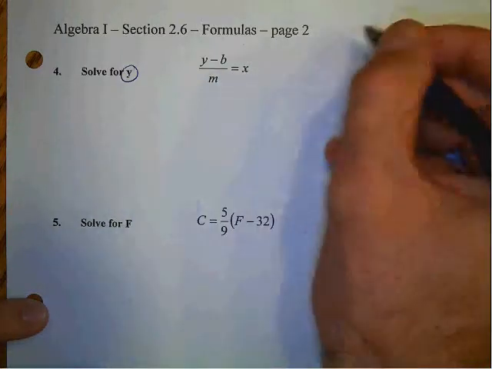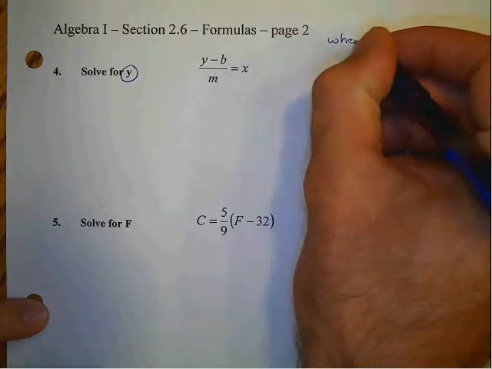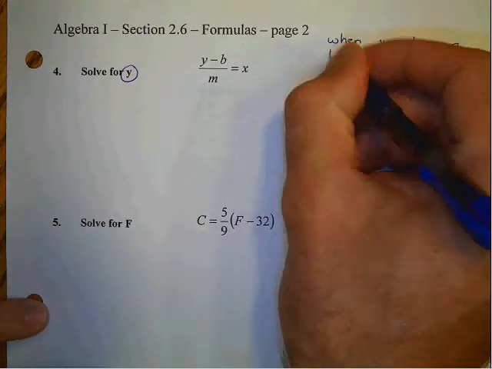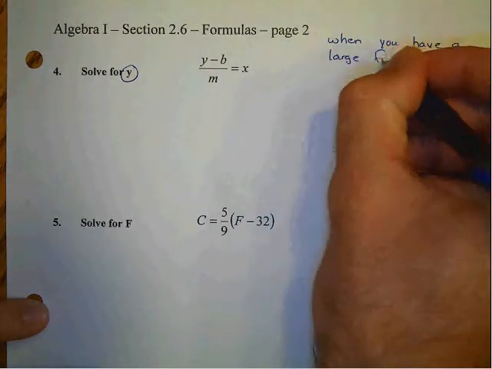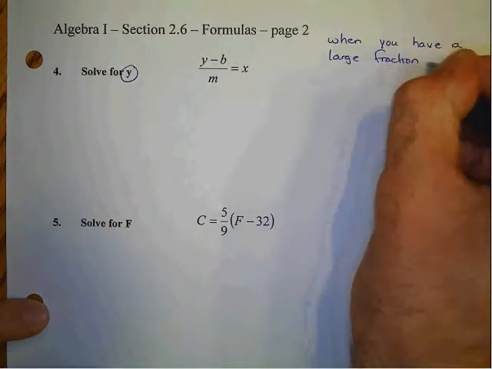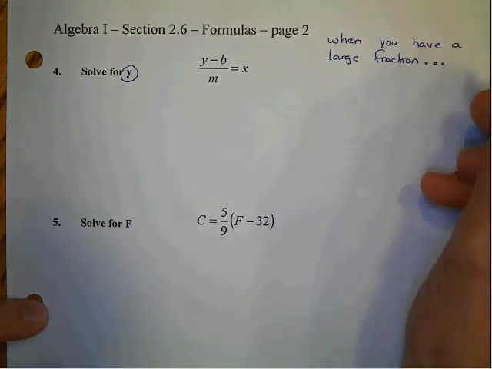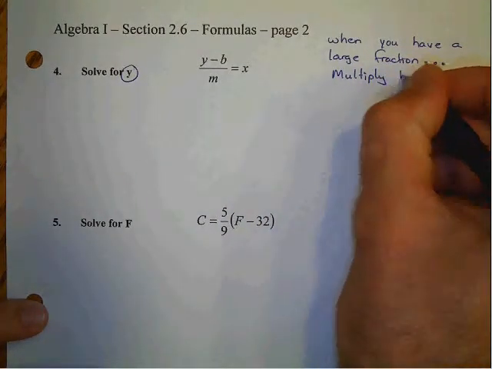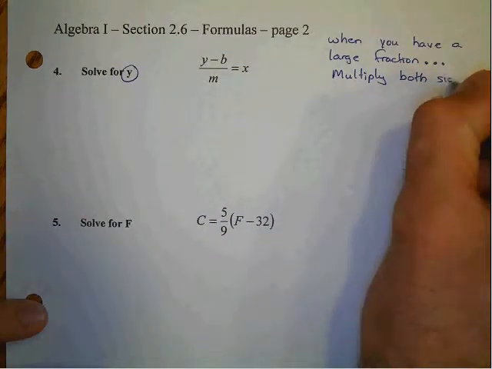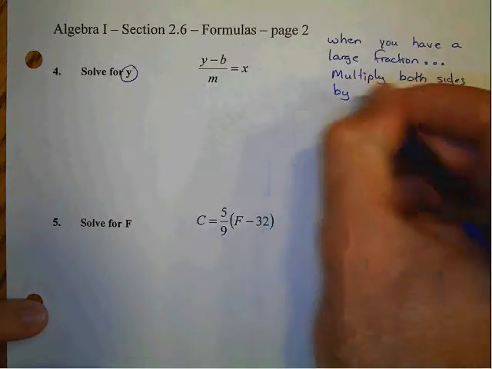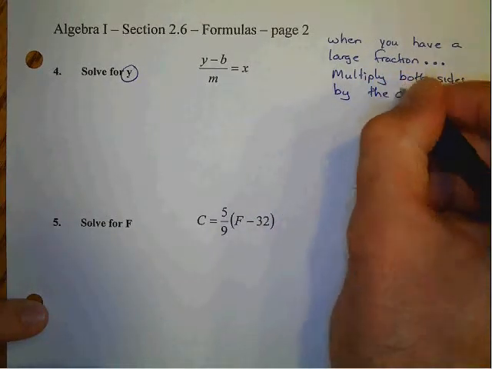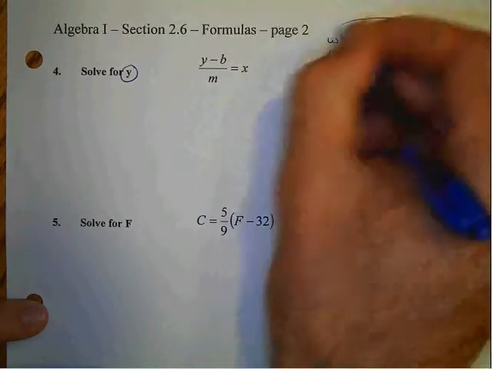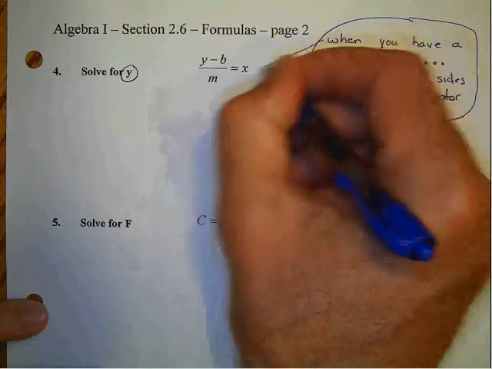So when you have a large fraction bar, and I'm going to put a little note here, when you have a large fraction, what are you going to do? You're going to multiply both sides by the denominator. Okay, now remember, put that note down, a little arrow coming down here to that end.